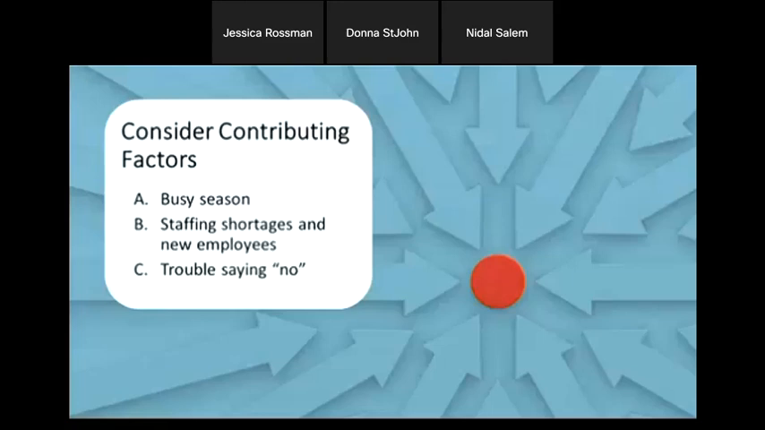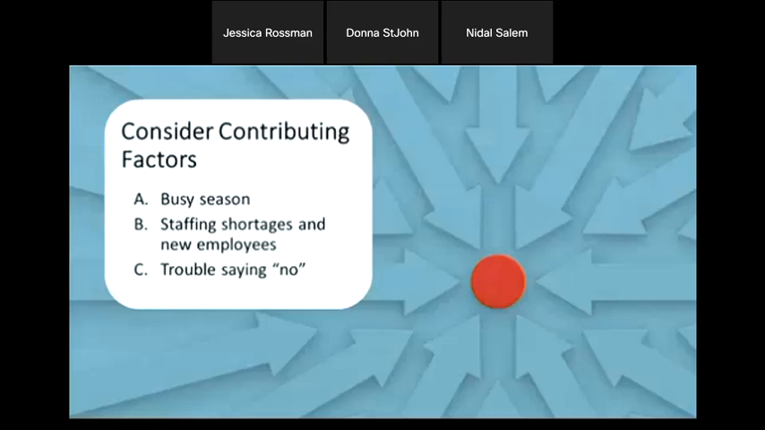Woohoo, great job. I agree, right? He has control. They have control over, is it saying no? They have no control over the busy season, and they have no control over the shortages and new employees. Okay, so we know the main stressor is too much work, and the contributing factors we talked about, and we also just discussed what's in Pat's control. So now let's do the same for you.